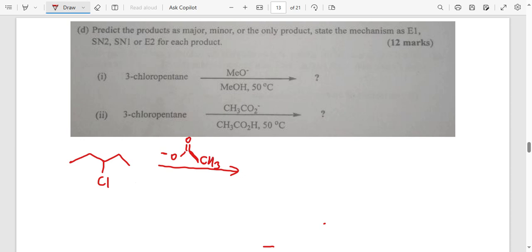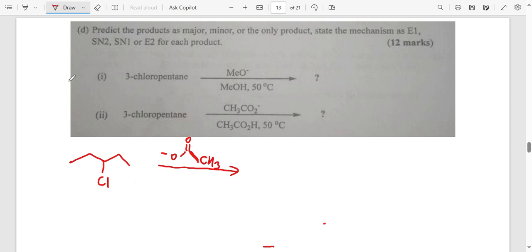Are we able to see my board? Oh, okay. I thought it's not. Okay, you can see the conditions are basically the same. The only thing that we have changed, also the temperature is the same. We have only changed from methoxide, now we are using this guy. Let's predict. What do you think will be the major product?